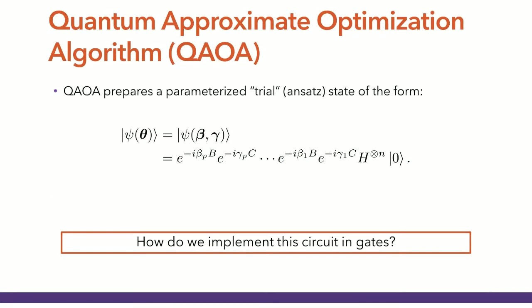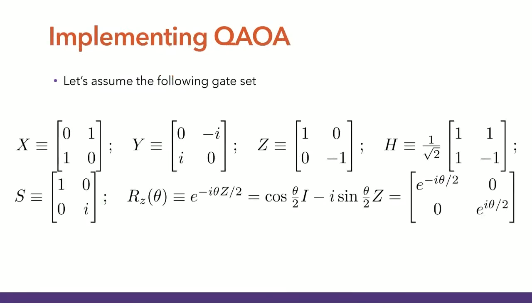Now, one thing you may wonder about is how we implement this in gates. Hadamard is easy, but this may not be obvious to you. Maybe this is something that Dmitry talked about yesterday, but I'm going to reiterate it anyway, because this is very similar. Effectively, you're simulating the Hamiltonian C for time gamma. This is simply a Hamiltonian evolution circuit. I'm going to assume a pretty standard basis set: you have your PauliZ, your Hadamard, and your RZ gate. I actually don't even need the phase gate.